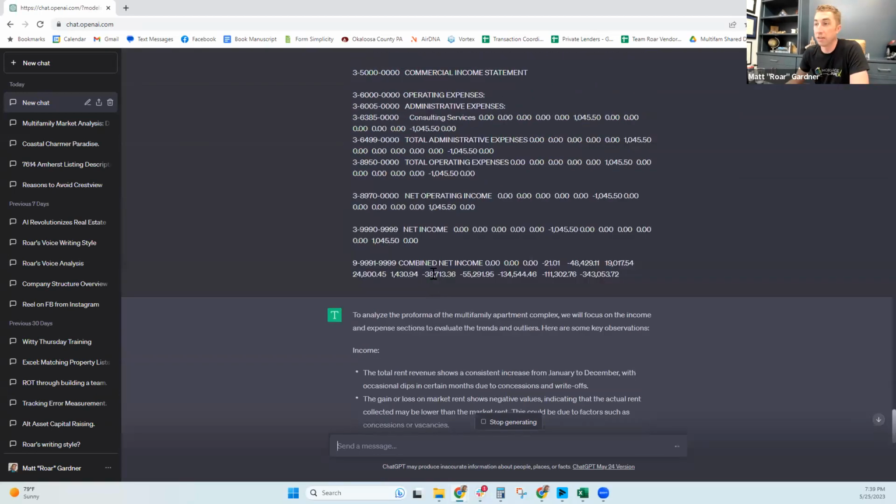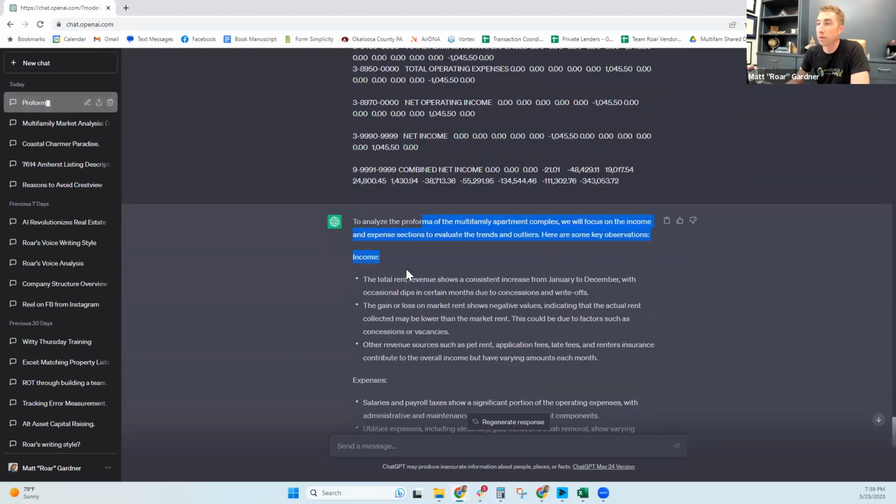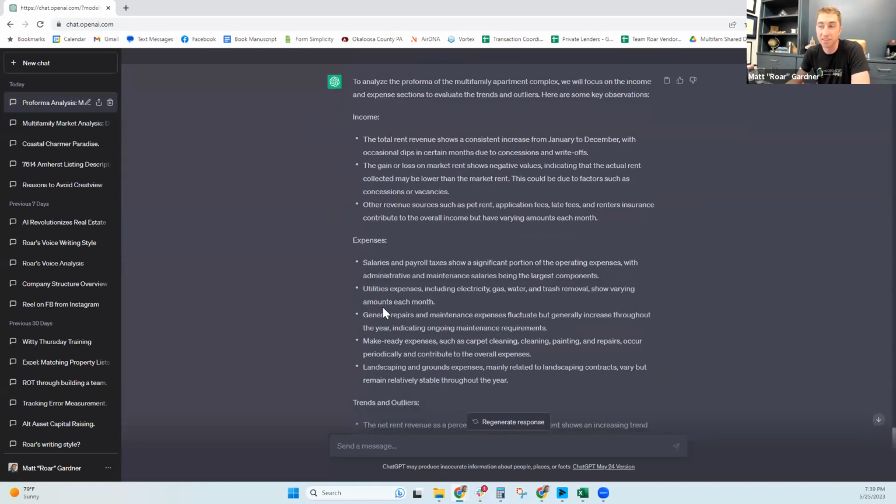So it's crazy. It'll analyze the pro forma. Here we go. Income: the total rent is consistent due to concessions with write-offs. The gain to loss of market rent shows negative values, indicating the actual rent collected may be lower than the market rent. This could be due to factors such as concessions or vacancies. Other revenue sources such as pet rent, application fees, and insurance contribute to the overall income, but have varying amounts each month. So it does a pretty good job of summarizing the data.